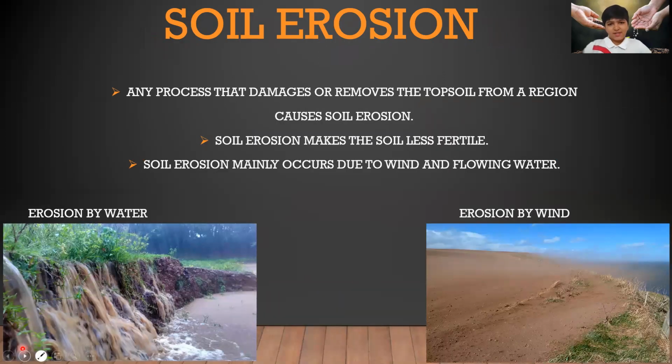Soil erosion. So now we are going to talk about soil erosion. Any process that damages or removes the topsoil of a region causes soil erosion. Soil erosion makes the soil less fertile. Yes. Soil erosion mainly occurs due to wind and flowing water.